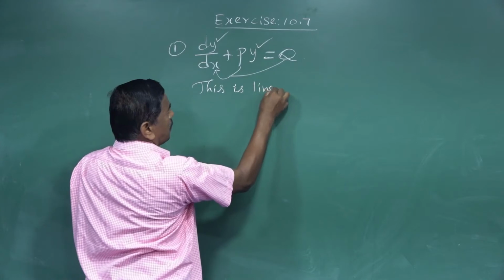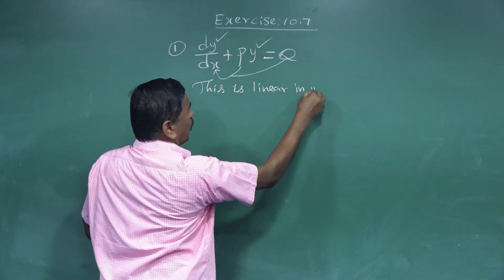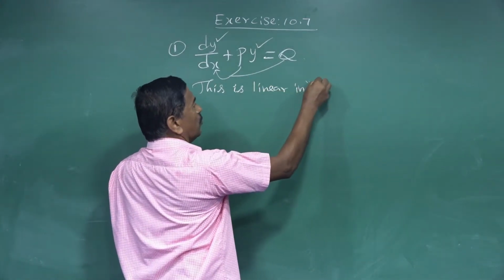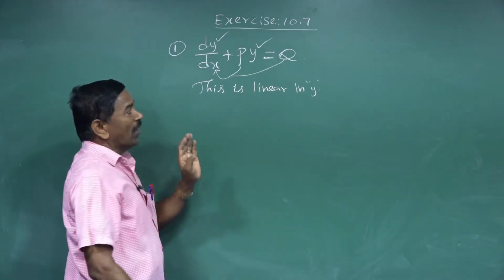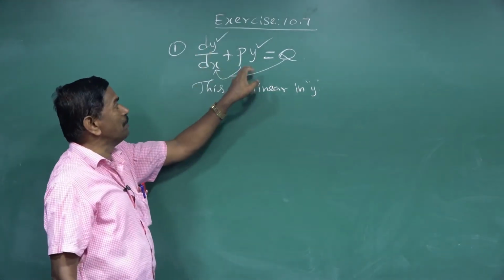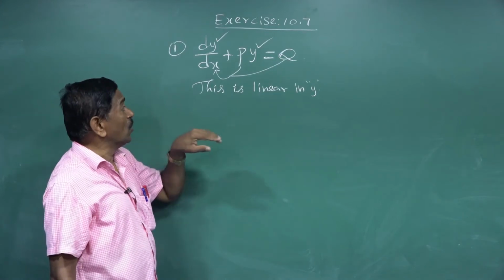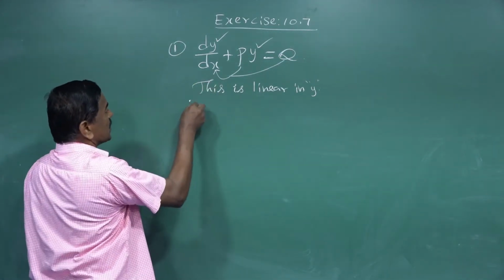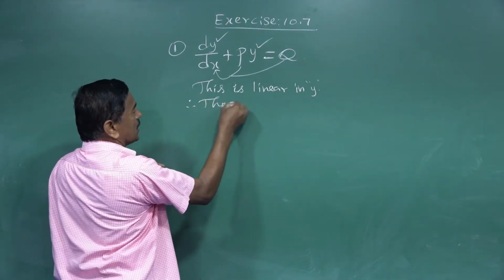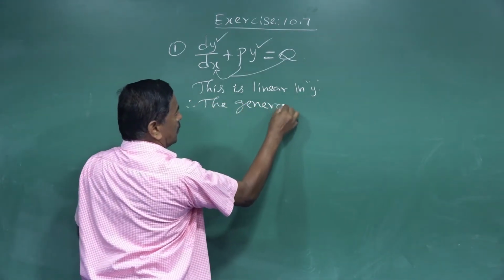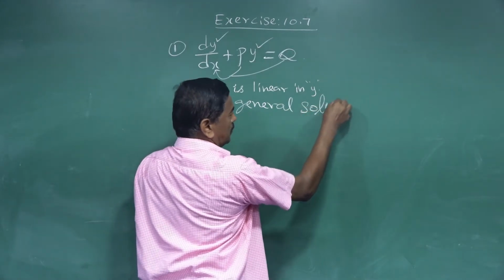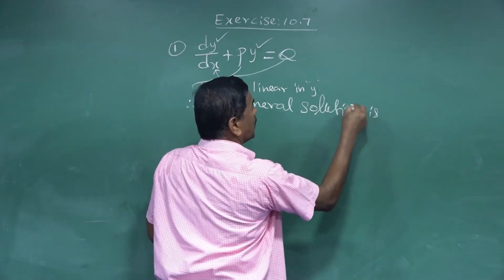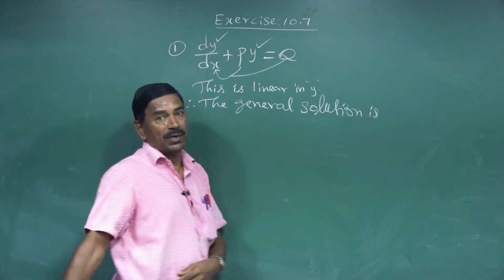This is linear in y, and it is of the form dy by dx plus P y is equal to Q. Now I want to write the general solution. Therefore the general solution is given by the formula.